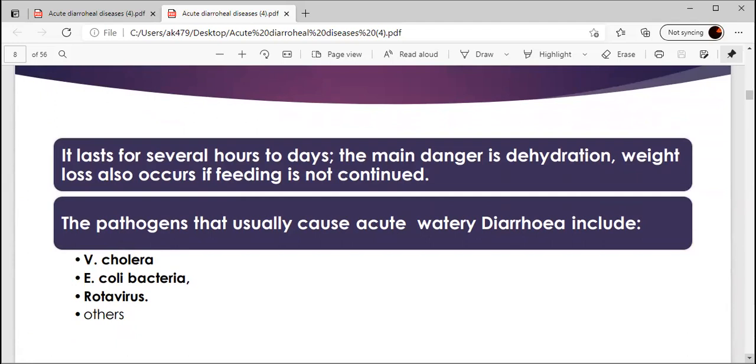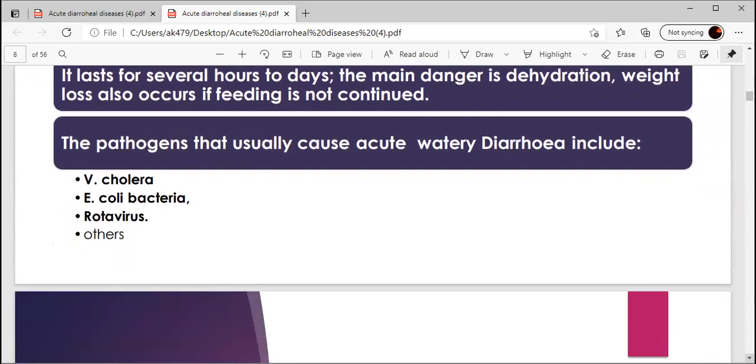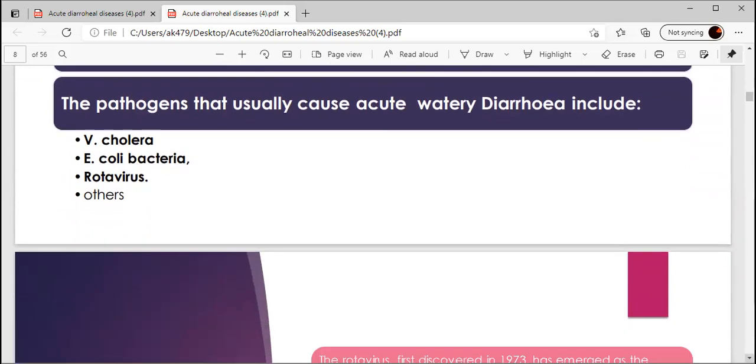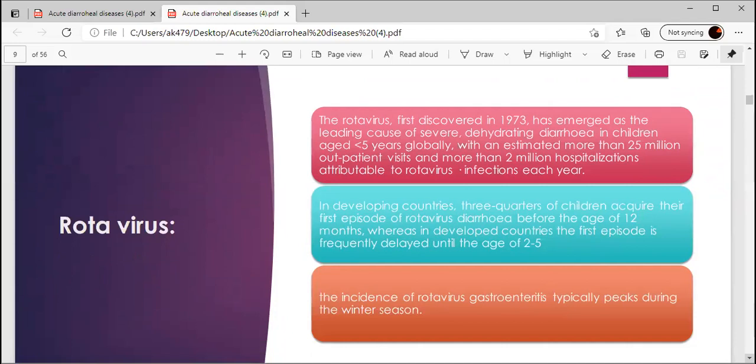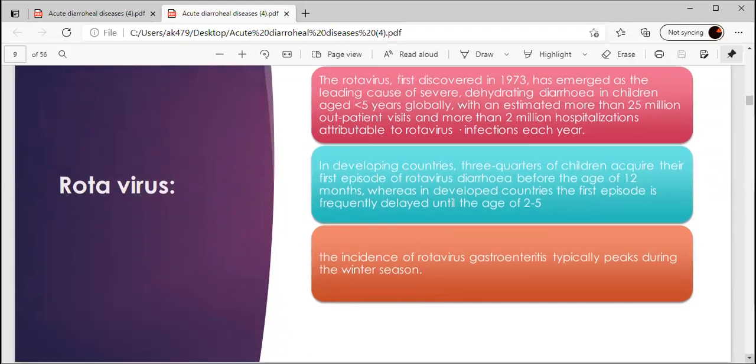The pathogens that usually cause acute watery diarrhea include Vibrio cholerae, E. coli bacteria, rotavirus, and many others. Rotavirus, first discovered in 1973, has emerged as the leading cause of severe dehydrating diarrhea in children aged less than 5 years globally, with an estimated more than 25 million outpatient visits and more than 2 million hospitalizations attributed to rotavirus infection each year.